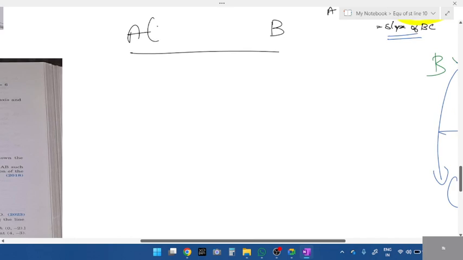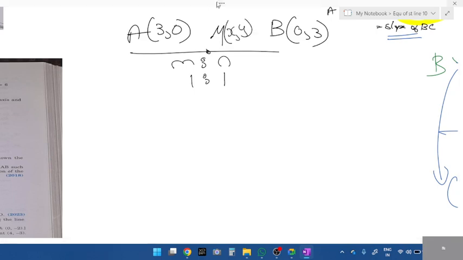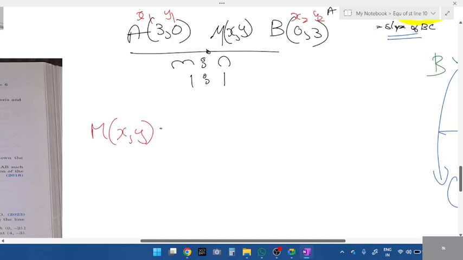What is A value we got? A value was (3, 0). B was (0, 3). M is the midpoint. If it is midpoint, what is the m and n value? 1 is to 1. M is (x, y). Use the midpoint concept, (x1, y1), (x2, y2). M (x, y) is equal to, what is the midpoint formula, students?